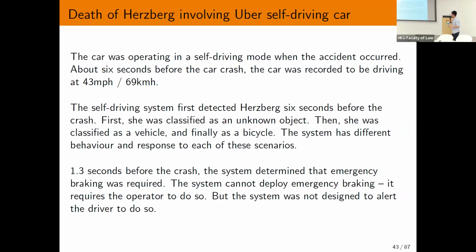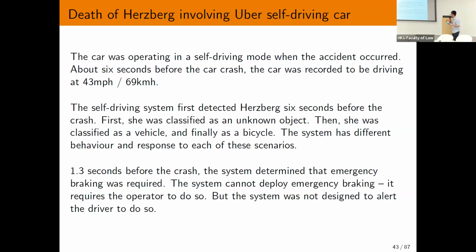Anyway, 1.3 seconds before the crash, the system decided that emergency braking was needed. The thing is that the system can't brake on its own. The reason Uber decided that is that they don't want erratic behavior, where all of a sudden the car stops on its own, erratically, and you're not sure why it stopped.